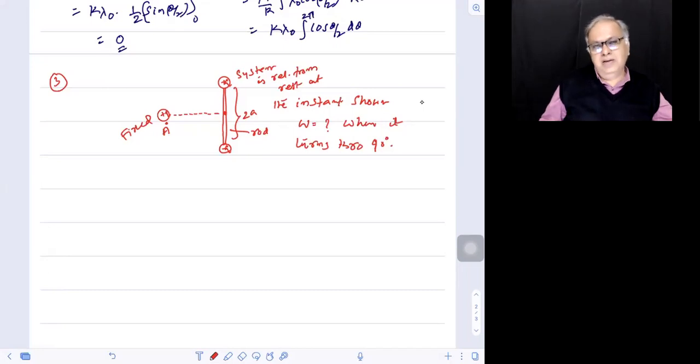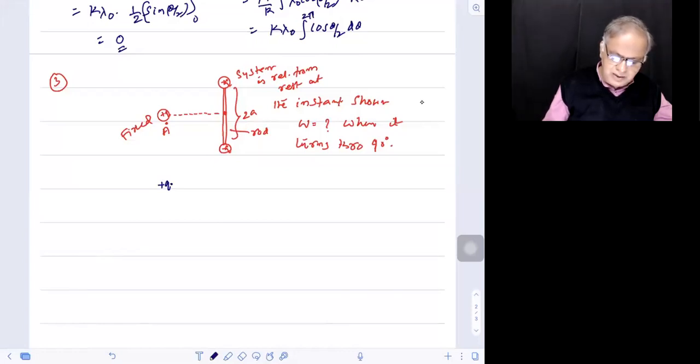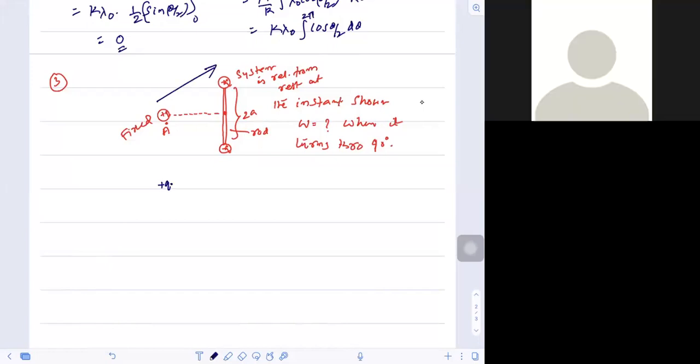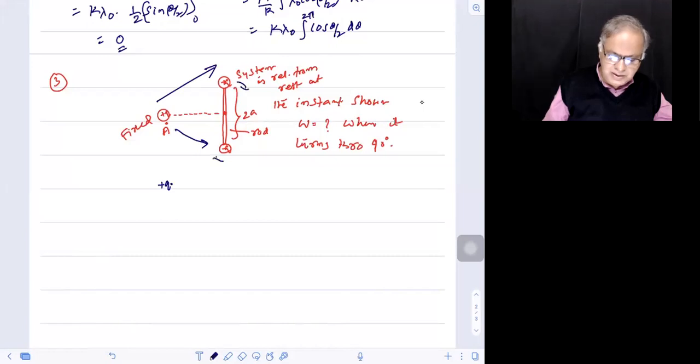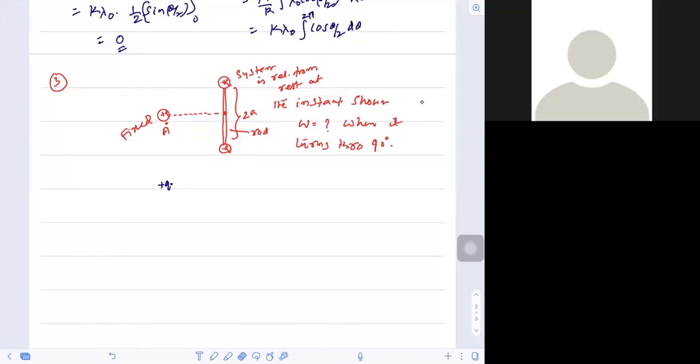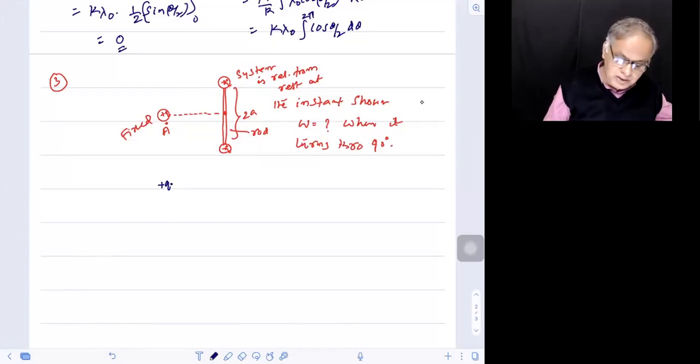If I were a student, I would at least start somewhere, though I don't know exactly how. It is fixed there. Probably some E will act on the charges, isn't it so? Some E like this will act. So this will start going that way, and this will start coming this way, I think, intuitively. The minus Q will get subtracted. Now this is 2a. This distance I have not given. I'm sorry, this is also 2a.